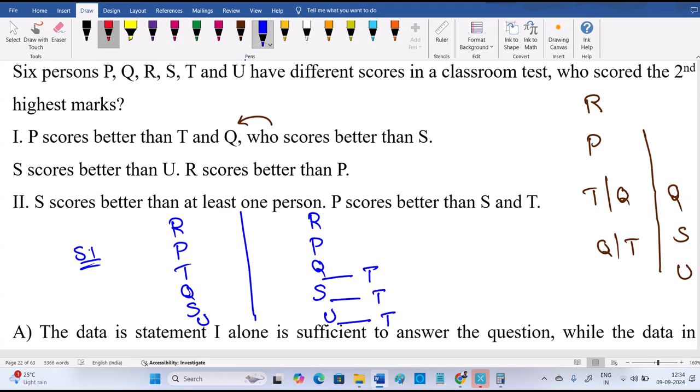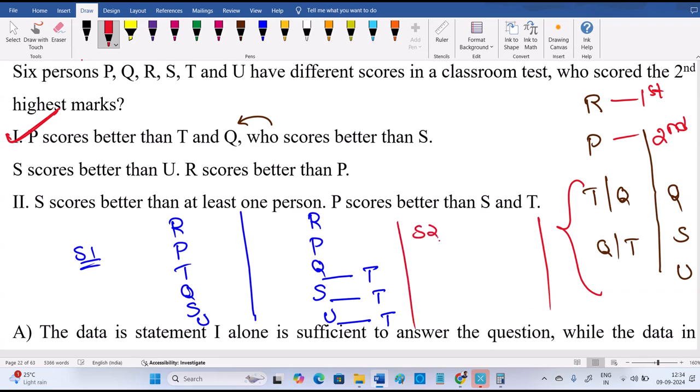There are many other arrangements. So one alone, fine, but the question is second highest, right? Second highest is fixed. See, all the other people are fighting for the remaining places. This is first place, this is second place. Second place is fixed. I can say one alone. Now two alone: S is better than at least one person. It may be more than one, minimum one, maybe two people or more than that also.